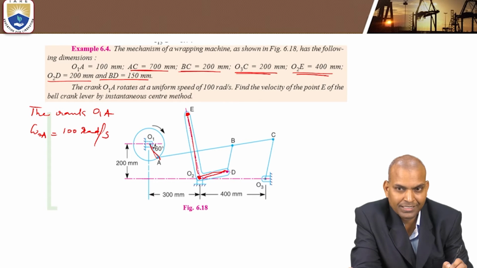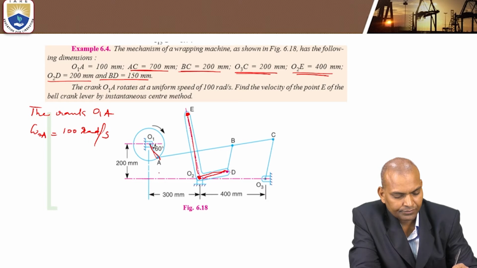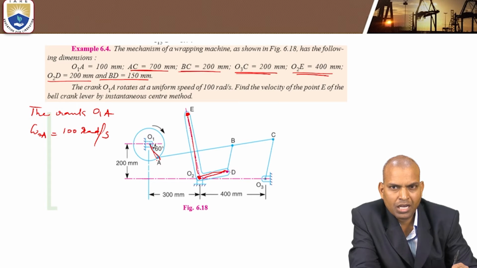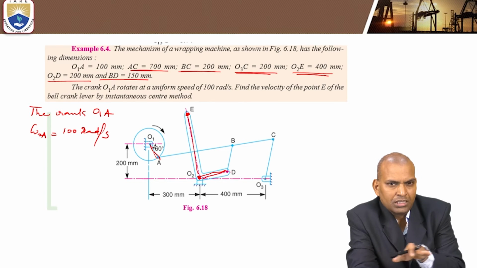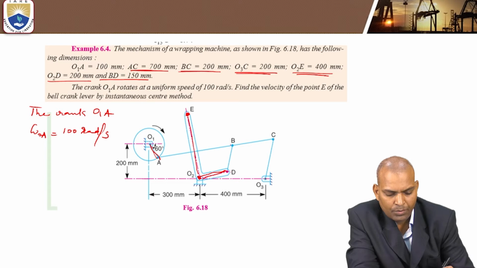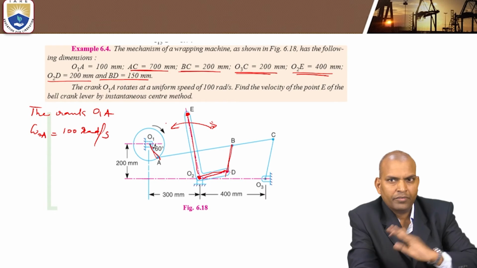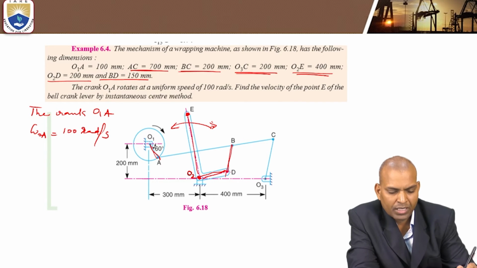What is the functioning of this bell crank lever? What is the functioning of the mechanism? When the crank O1A is rotating, this link AB or AC has an oscillatory motion. This bell crank lever is connected to the link AC with the help of point B to D, the link. Then it gives motion, and it is fixed at O2. That's why this is the mechanism of a wrapping machine.